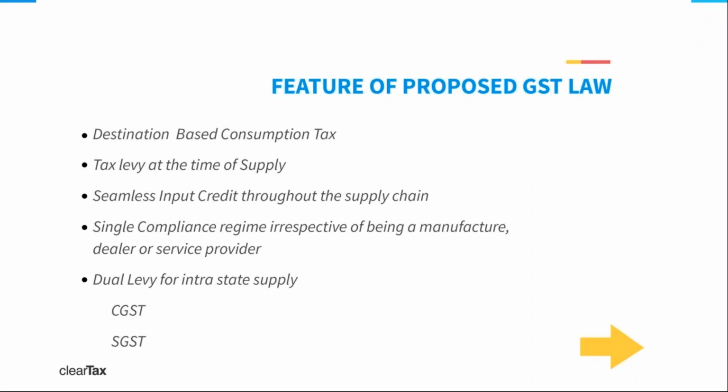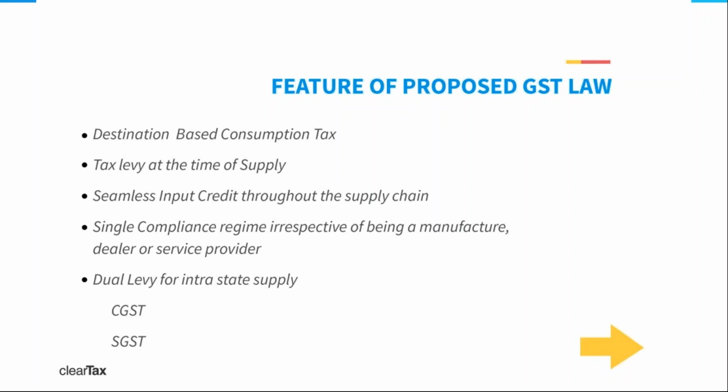Again, seamless input credit throughout the supply chain. Today, a VAT dealer does not have any credit of service tax that he has paid, and vice versa. But under the GST regime, it is going to be a seamless input credit. So irrespective of whether you have availed services or manufactured, whatever GST you have paid at the time of purchase or for inputs will be available as credit at the time of sale or supply. Again, it's going to be a single compliance.